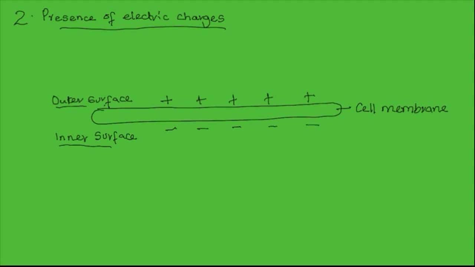Now this type of membrane is said to be polarized. They are opposite poles, whereby the outside has a positive charge relative to the inner surface. So the membrane is said to be polarized.